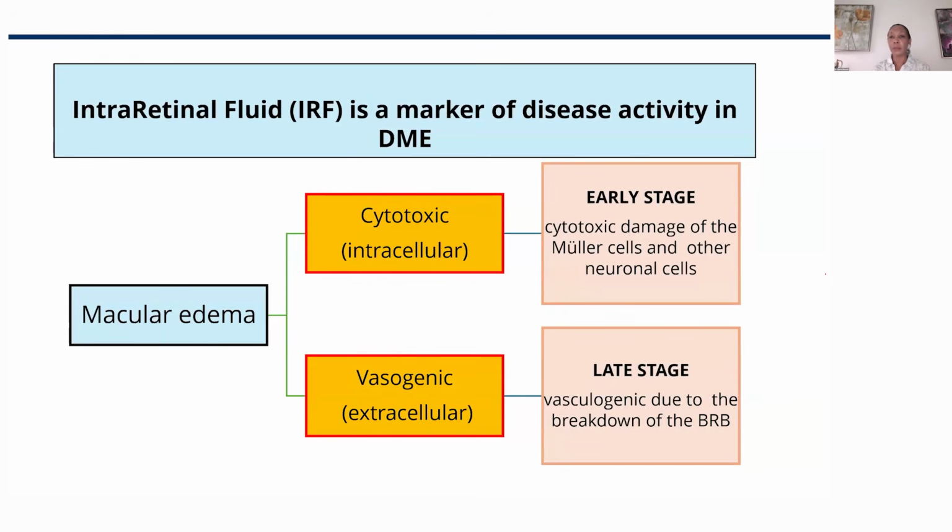So intraretinal fluid is a mark of disease activity in diabetes. So if you look at the scan and you see no intraretinal fluid, there probably isn't any active leakage. All right. The macular edema occurs two ways. Either it's intracellular, which occurs in the early stages, and it's a cytotoxic damage of the Muller cells and other neuronal cells, or it can be extracellular, and this is usually in a late stage due to the breakdown of the blood-retinal barrier.